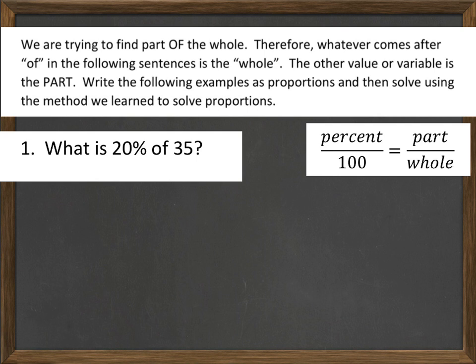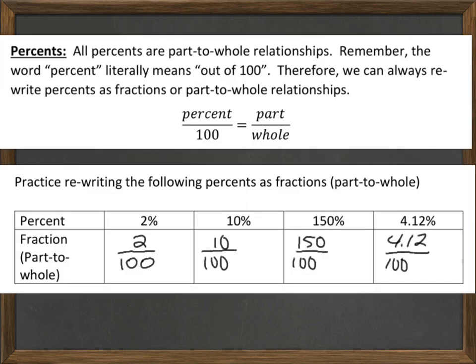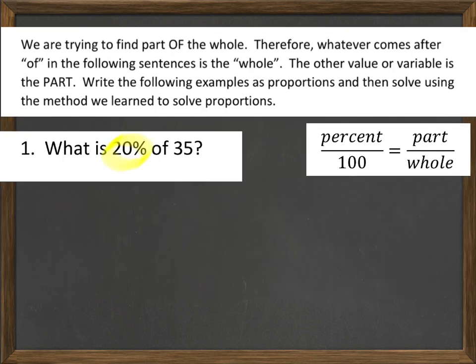Okay, so let's begin. It says, what is 20% of 35? So as soon as I see a percent, I'm going to do what we just did on the last screen, which is rewrite 20% as a fraction. So 20%, remember, percent means per 100, out of 100. So the first thing I'm going to do is take that percent and write it as 20 over 100, as a fraction. So already I have half of our proportion. We have the A over B part, now we need the other half.